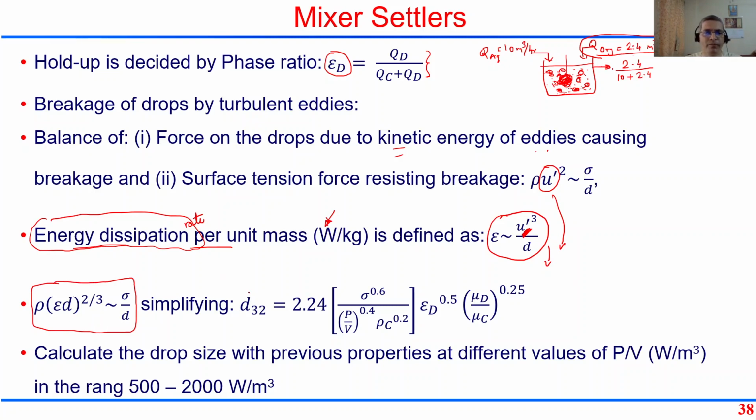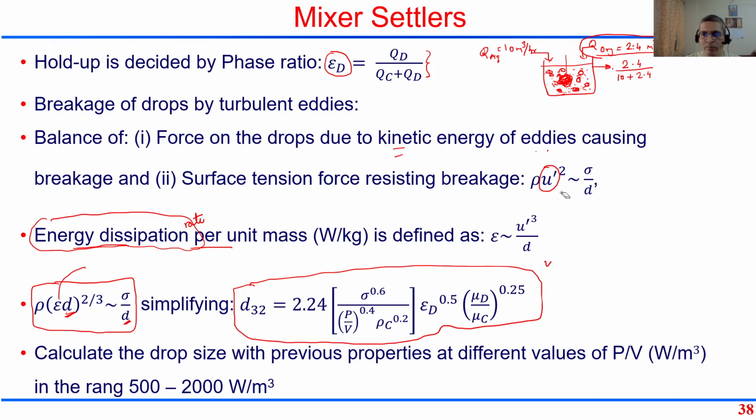So people usually simplify this to, if I rearrange this expression, bring the d on one side and write everything else on the other side, and epsilon is power per unit mass. Remember, let me just clarify, epsilon is power per unit mass, in terms of watts per kg, whereas P by V is power per unit volume. So this is power dissipated per unit mass, whereas P by V is power dissipated per unit volume.